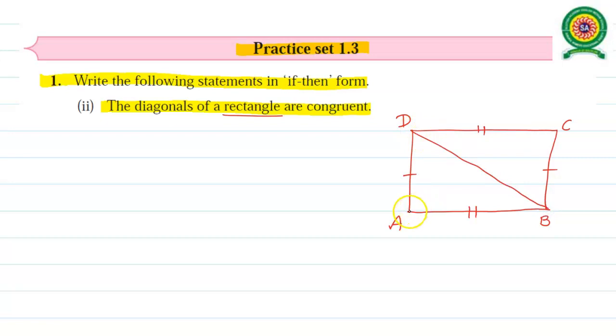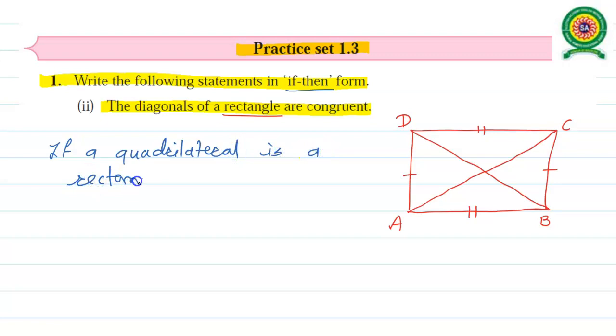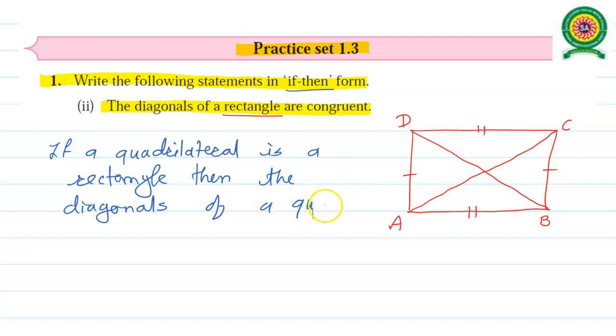What is meant by a diagonal? If we join non-adjacent vertices of a quadrilateral, it forms a diagonal. So segment AC and segment BD are the diagonals. The diagonals of a rectangle are congruent. So how do we form the if-then statement? I am writing: if a quadrilateral is a rectangle, then the diagonals of a quadrilateral are congruent.